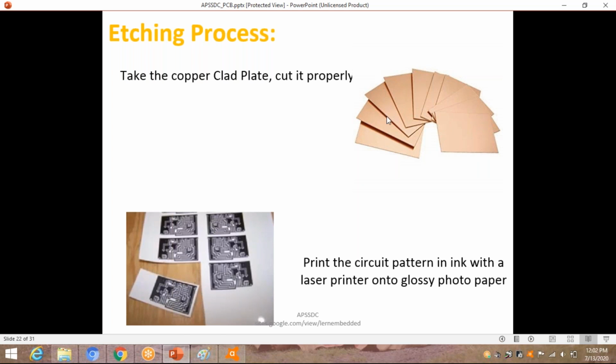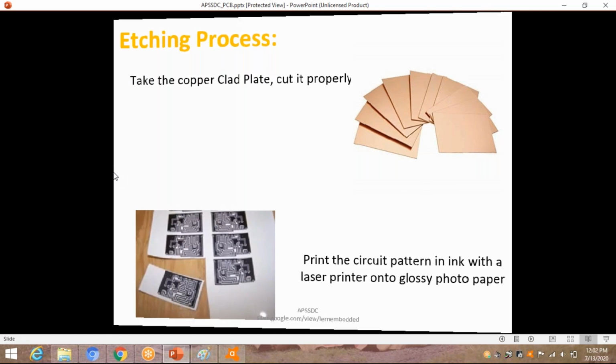Okay, this is the PCB sheet. You can observe on the right top corner. This is a PCB sheet, single side PCB. This is the copper area. The entire sheet is coated with copper. The other side is a plastic material, nothing but fiberglass and epoxy. Okay guys, this is the manual process for making PCBs.